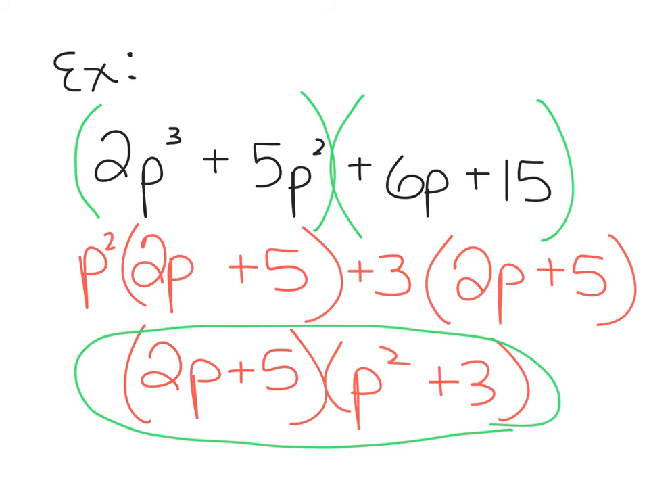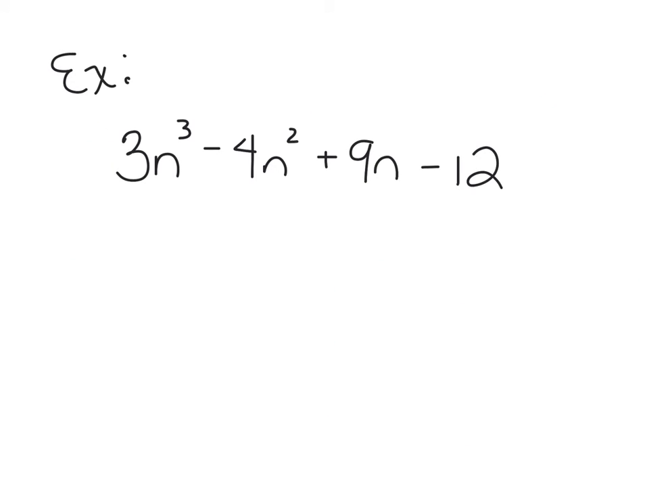Let's do one more. All right, so we have 3n cubed minus 4n squared plus 9n minus 12. So the same way that we've done every single time, let's group the first two and then group the second two. Okay, so looking at the first set right here, this 3n cubed minus 4n squared, let's find the GCF. The GCF, you're absolutely right, is n squared.